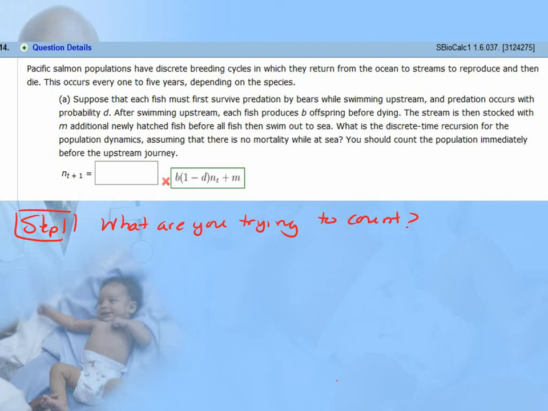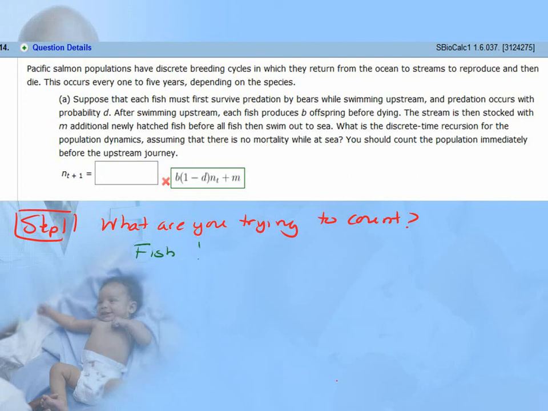But after they make it upstream, they can have babies. Once they have babies, all the ones that made the babies are gone, and the babies are the new population. So you're trying to recursively say in generation number n+1, how do you define that from generation n? Make sense what they want you to do? They want you to make a predictive model of what would happen in generation n+1 based on what was there already.